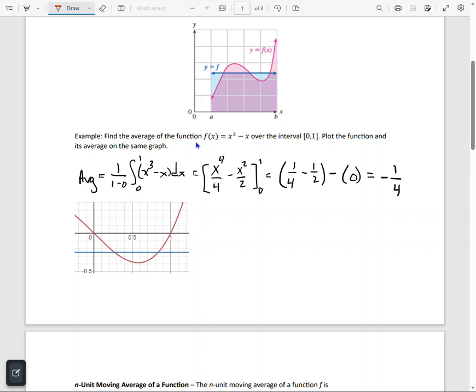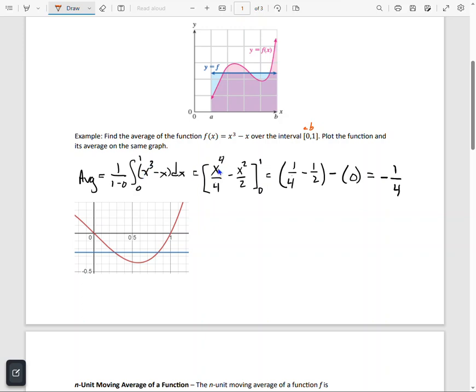So let's find the average value of the function f of x equals x cubed minus x over the interval from 0 to 1. We're going to plot the function and its average on the same graph, and I'm letting technology handle that. First of all, we have a and b, so our average is 1 over b minus a, the integral from a to b, so that's 1 over 1 minus 0, the integral from 0 to 1 of x cubed minus x dx.